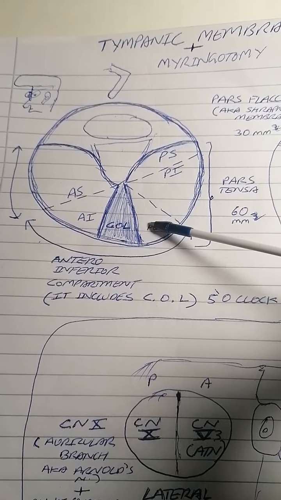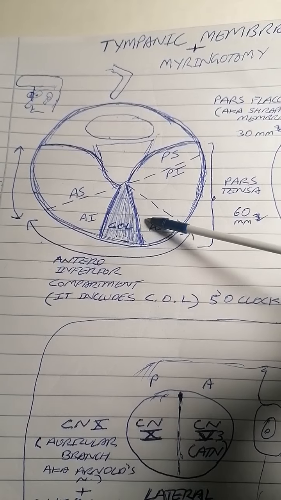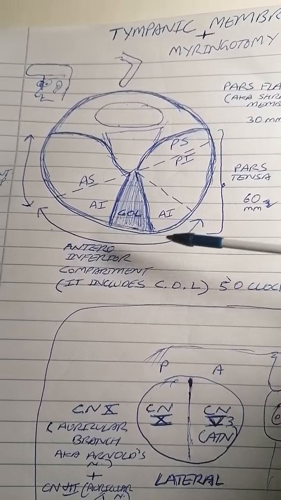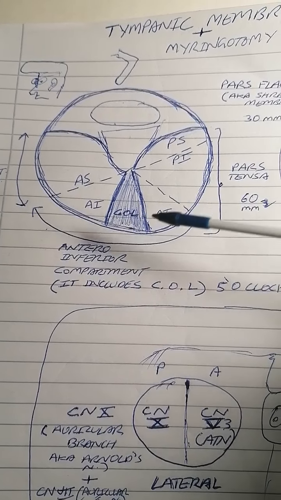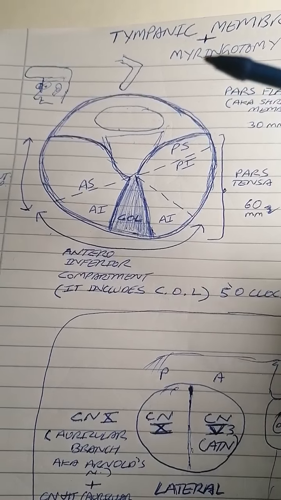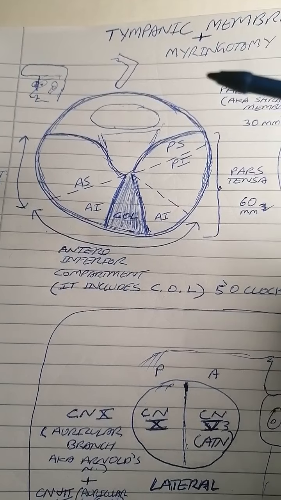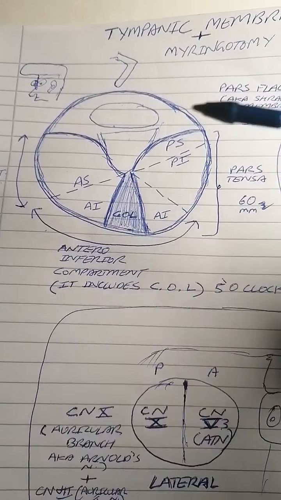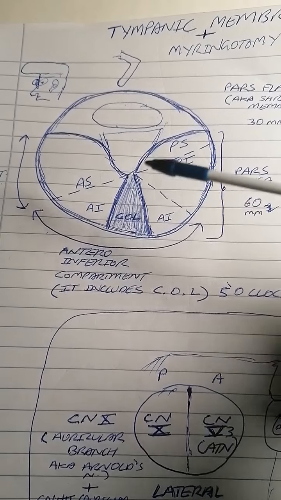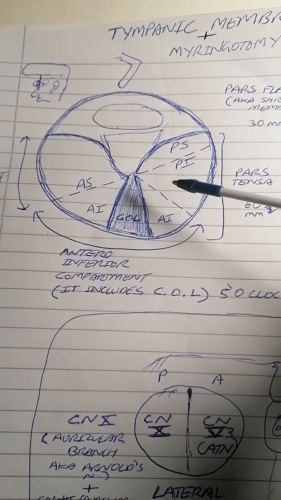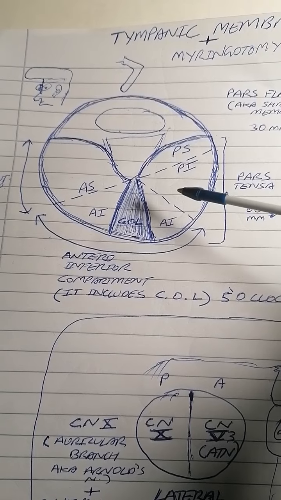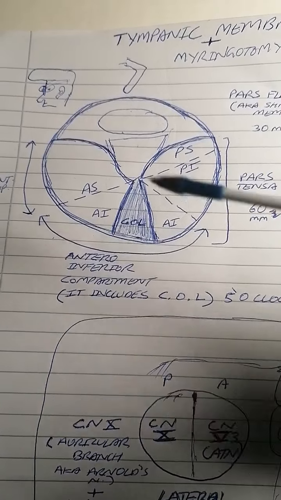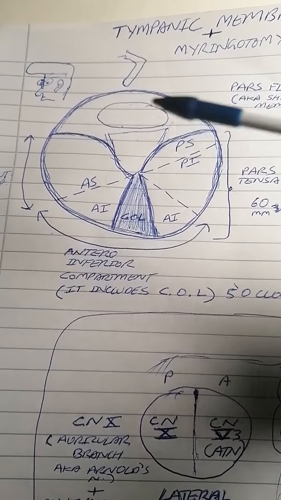Yeah, and the cone of light is present in the anterior inferior compartment. So what happens is, suppose there's a fluid accumulation, or any kind of infection in the ear, like otitis media, an acute one or a secretory one. In those cases, you need to make incisions into the tympanic membrane, so the pressure doesn't build up, and the airflow and the eustachian tube and everything are much more free.